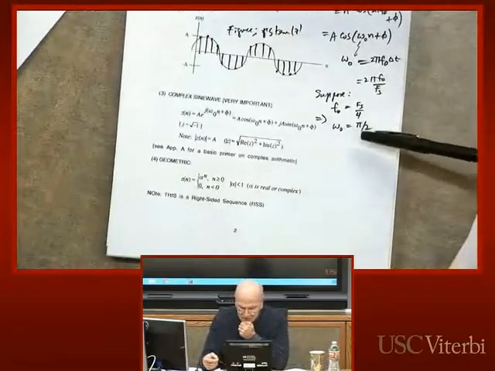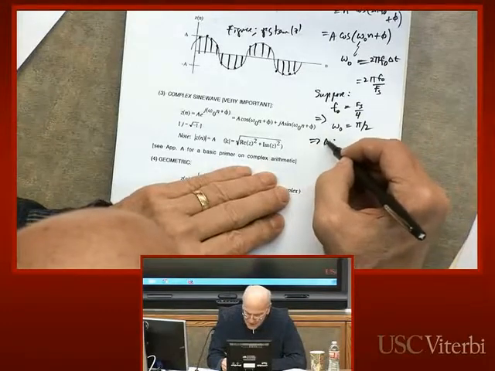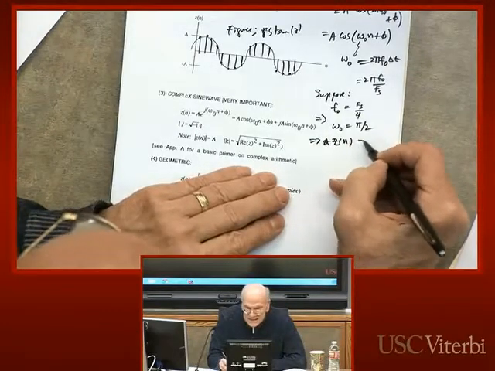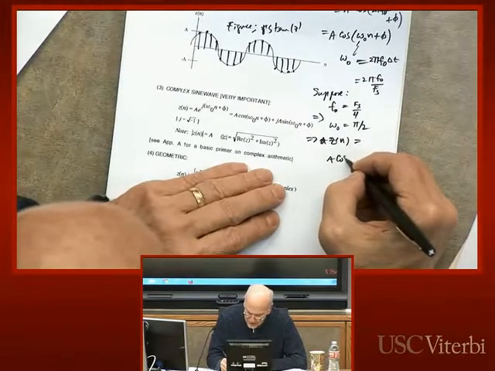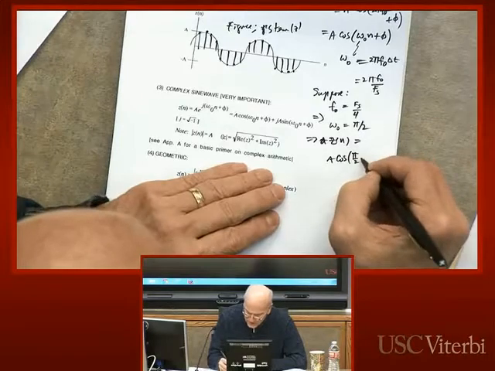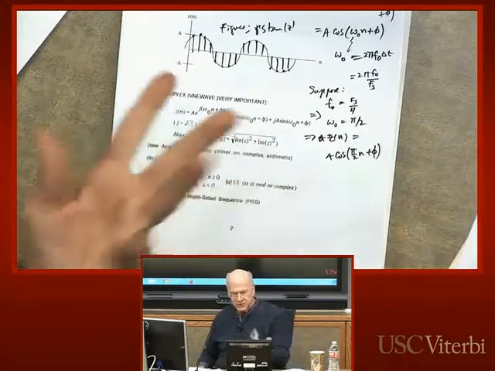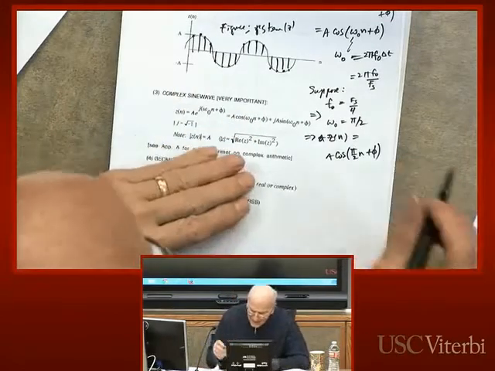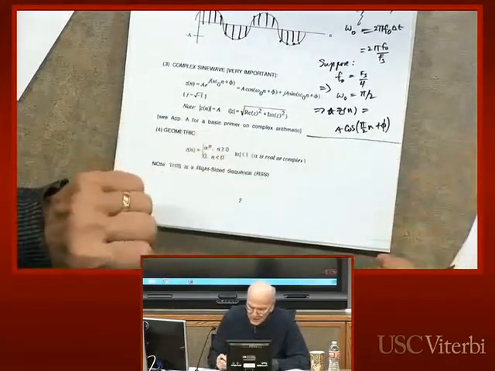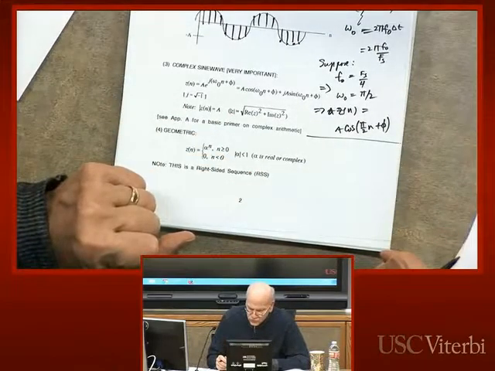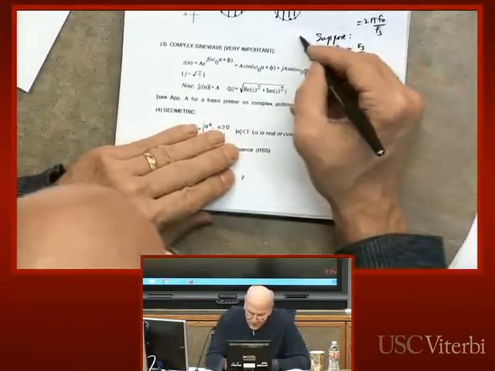So let's say omega naught is pi over 2, so that implies that z of n is equal to A cosine of pi over 2 times n plus phi. No problem, and you get well-defined values. So that's Fs over 4. That's example 1.